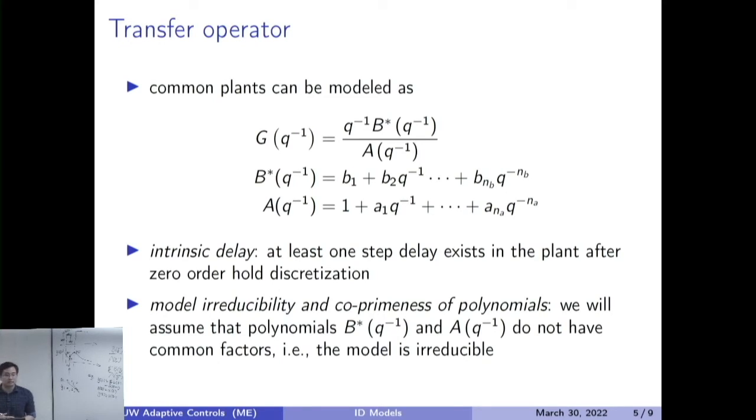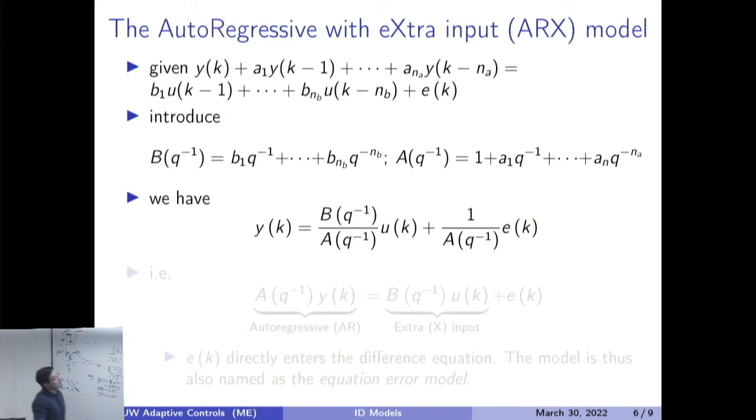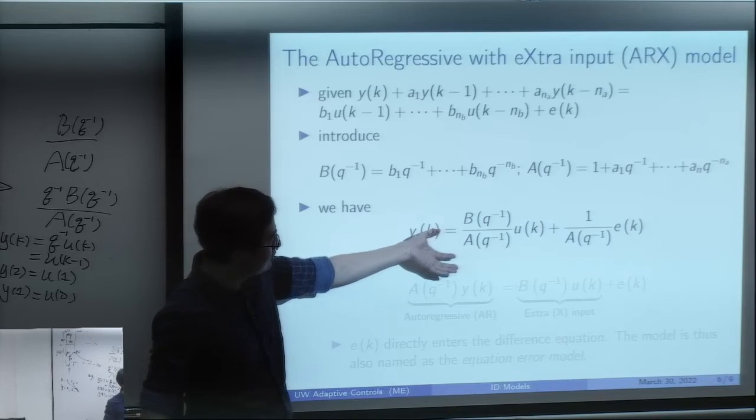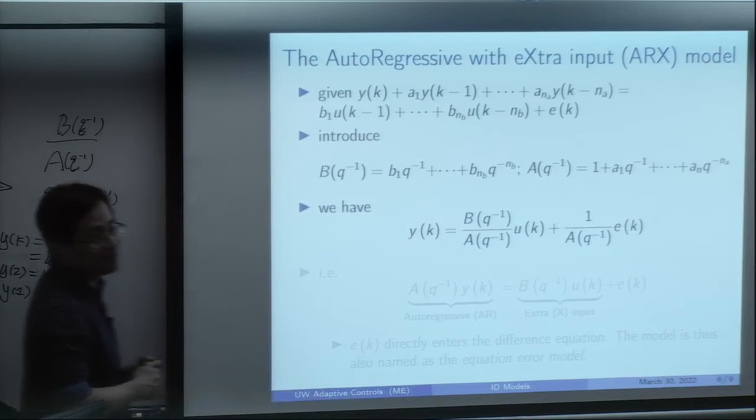Question? I have a quick notation question. Why do we call it B star? Because you are one step ahead. Because I'm using the most general transfer operator here, and I use B. Okay?